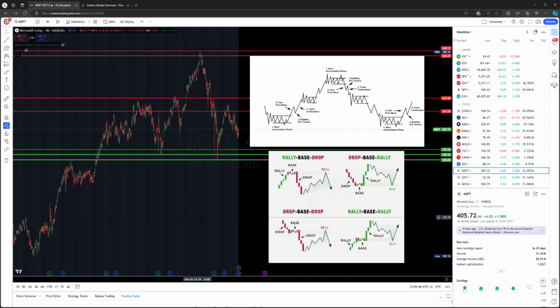Let's get started. So you probably have already noticed I have these two pictures up on the screen. Before we do anything, I'd like you to take a screenshot of these and save them, because you're going to need them later. I'm going to take them away from the screen here. But this is the structure in which we operate. You're primarily only going to be focusing on these four structures: rally-based drop, drop-based rally, drop-based drop, rally-based rally. So you're going to learn how to identify this properly and how to execute on it.